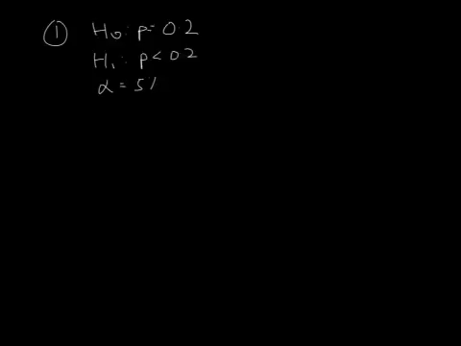This is the S2 Edexcel June 14R paper. Question 1, we have a null hypothesis, which is the probability of the ball failing the bounce test is 0.2, and the alternative hypothesis is p is less than 0.2, because the supplier claims that the probability of it failing the bounce test is less than 0.2. The significance level is 5%. Because it's a less than, it's a one-tailed test.